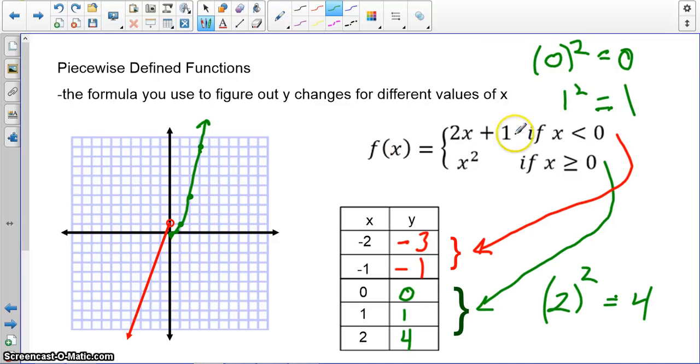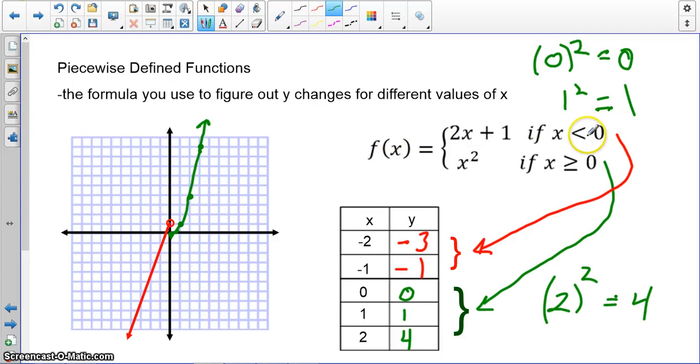But there you go. So the red is the linear part. It's the 2x plus 1, and the green is the quadratic, the x squared. You know, it graphs as a parabola. And this is a piecewise defined function. Okay, each piece can be whatever, and you can have more than two pieces. You have as many pieces as you want, and you just have to plot the whole mess of points to get all the different pieces.